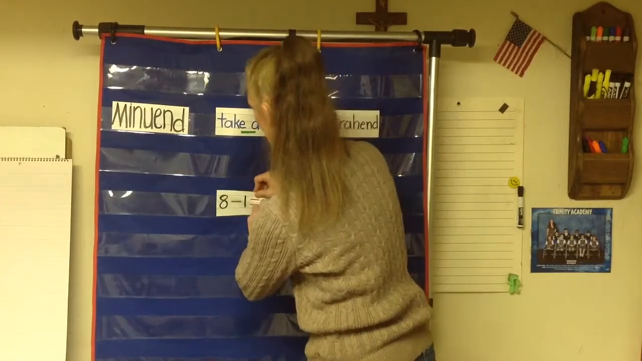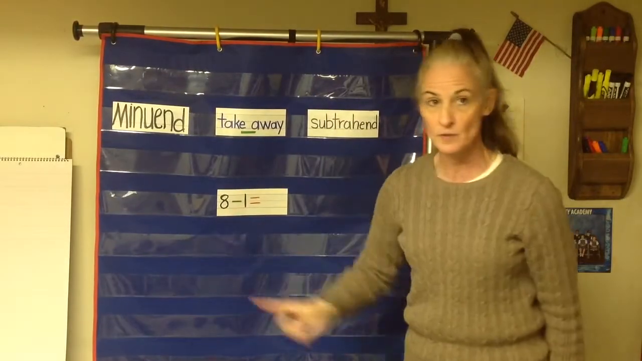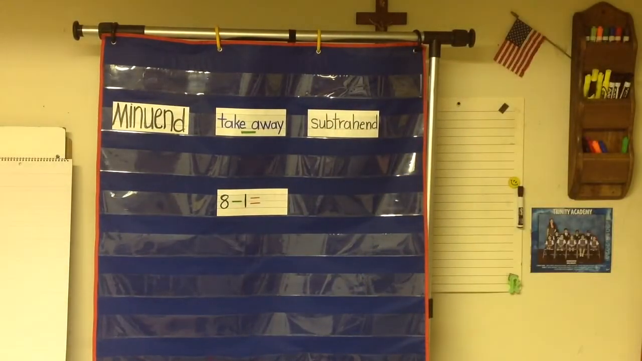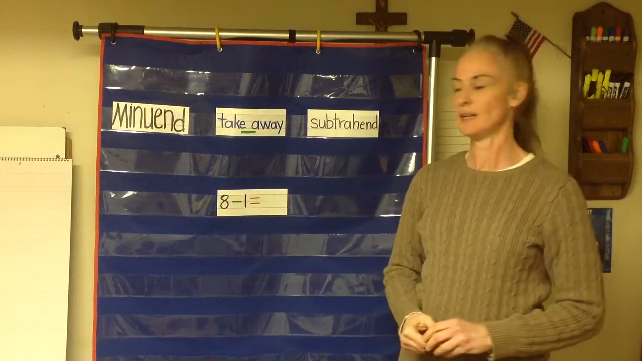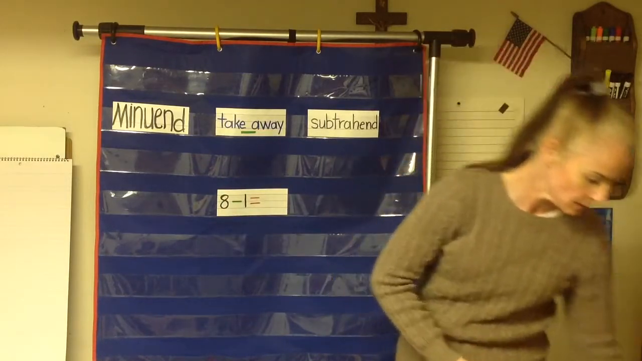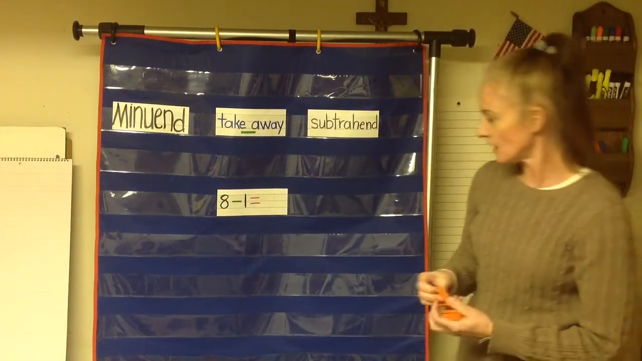Okay? Erase your board. Okay, write the next number sentence. I'll be right back. How many do we need in our first set? 8. 8 is our minuend. So our larger set is 8.